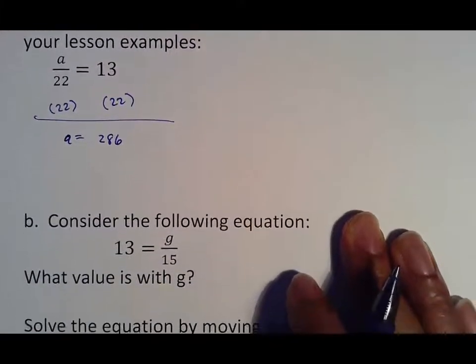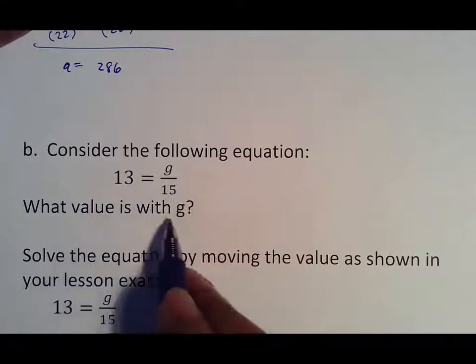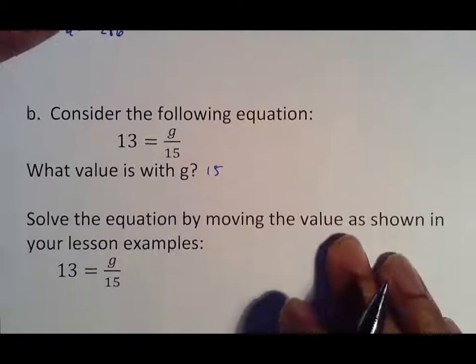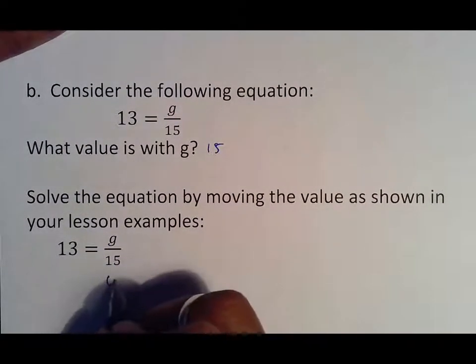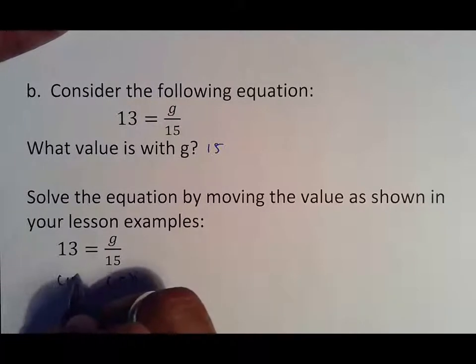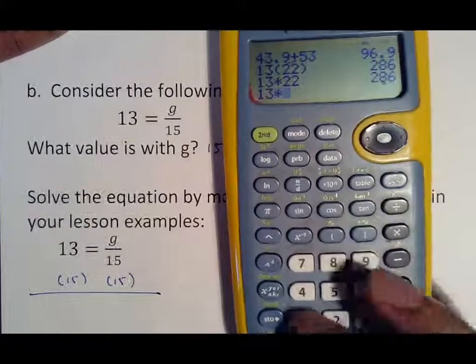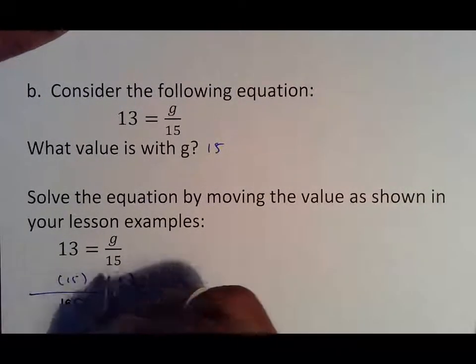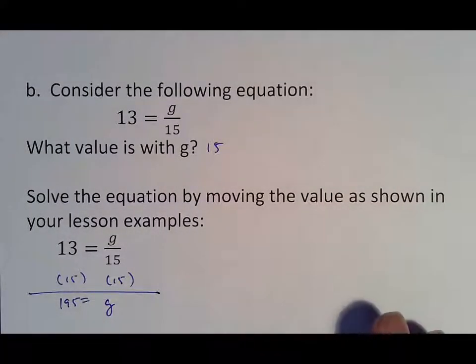All right. Looking at another one, 13 equals g over 15. What value is with g? Well, g is over 15, so obviously 15 is with g. So how do I move it? If it's g divided by 15, that would be putting times 15 here and times 15 there. 13 times 15 is 195. Those 15s go away, bringing down just g. And so that's all you really need.